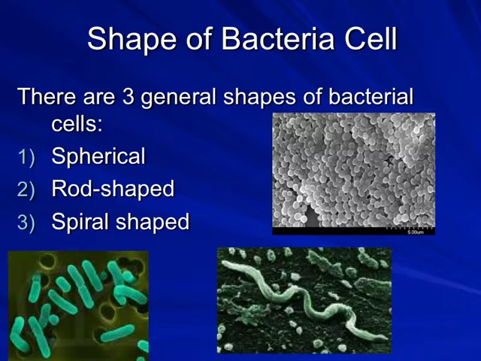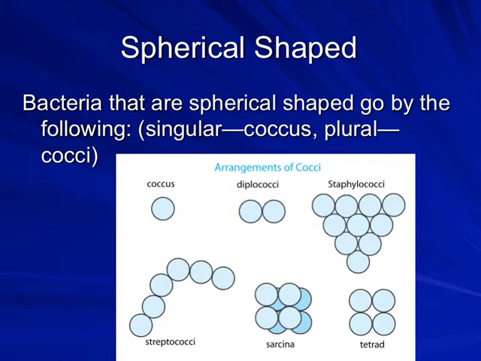We're going to look at each of these, and I'm going to actually get you to draw a couple of pictures to add to your notes as we go through. So the first type is spherical-shaped. Bacteria that are spherical-shaped go by the following name. Singular is coccus, and plural is cocci.